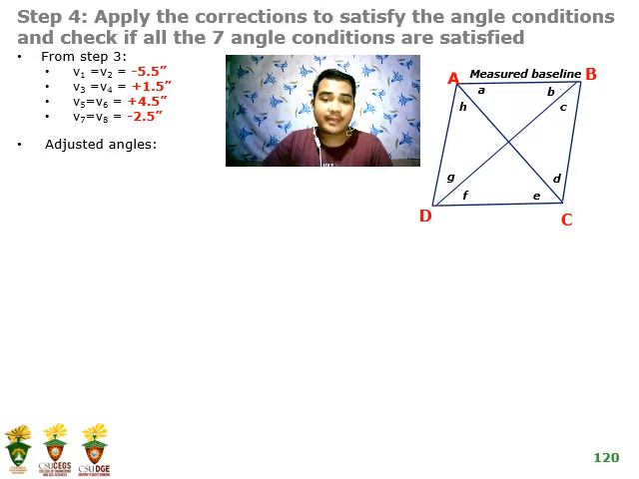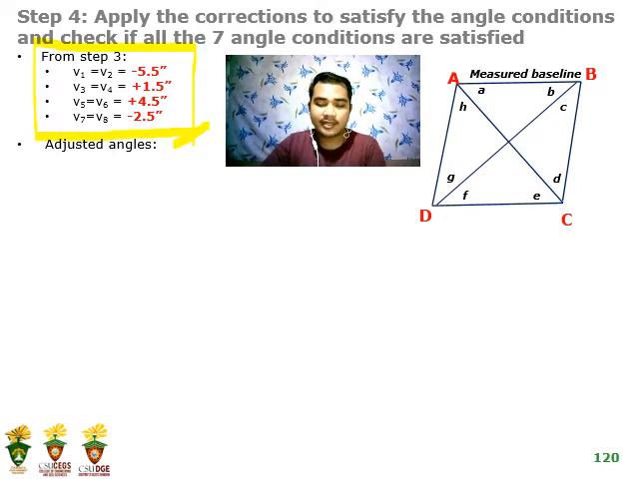Alright, so the next step, which is step 4, is to apply the corrections to satisfy the angle conditions and to check if all the 7 angle conditions are satisfied, no? The 7 angle conditions are satisfied. So we have here the values that we get from the previous step, which is v1 until v8. These are the values. So they come from step 3.